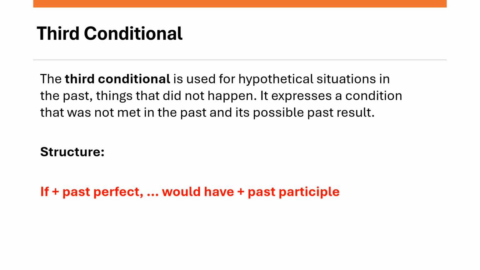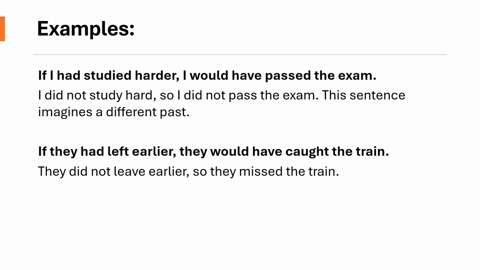The tense used in the third conditional sentence is past perfect tense in the if clause, and a modal auxiliary verb, that is would, should, could, etc., plus have plus past participle in the independent clause. Examples of third conditionals. If I had studied harder, I would have passed the exam. I did not study hard, so I did not pass the exam. This sentence imagines a different past.